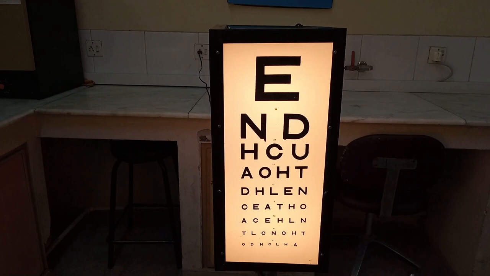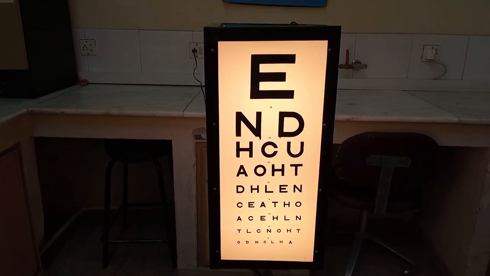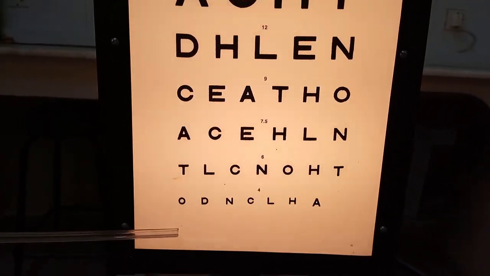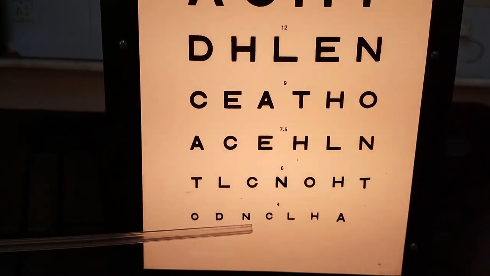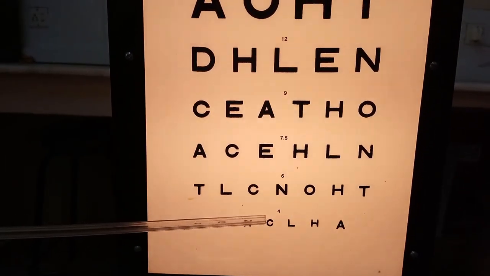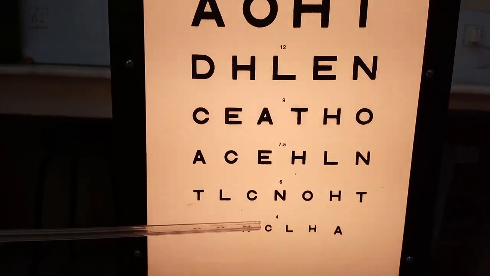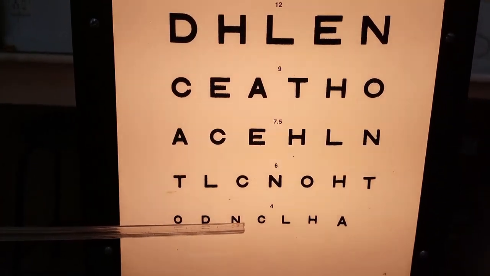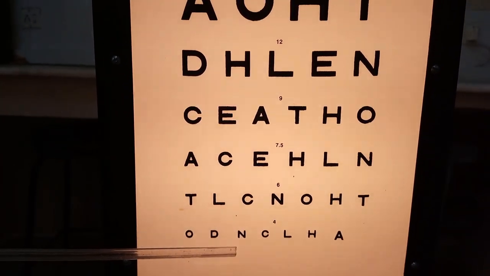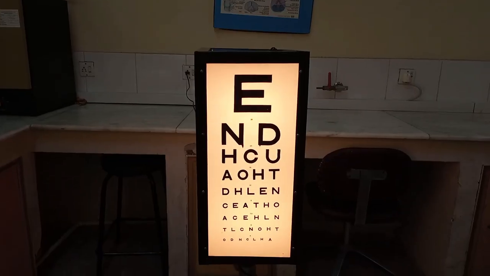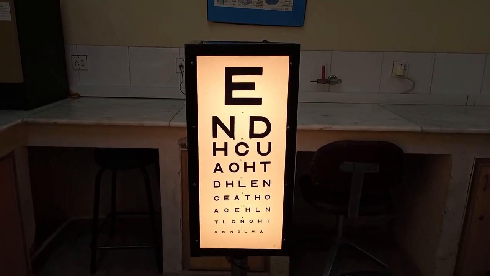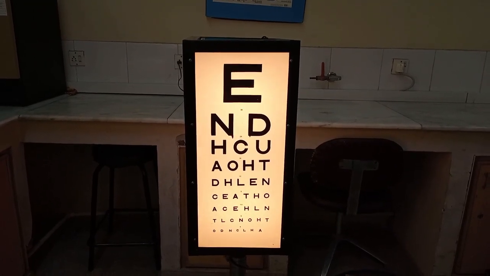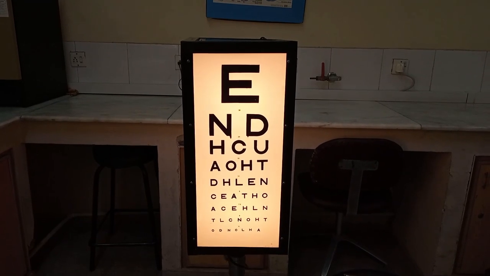So Amir Saab was able to read all the lines from top to bottom, all the lines. So we'll see the line which Amir Saab was able to read, and that is the last line, and you can see 4 is written with it, which means that at a distance of 6 meters he is able to see what a normal person will see at a distance of 4 meters. So his visual acuity will be 6/4, where the 4 is the distance at which that line can normally be read by a normal person.